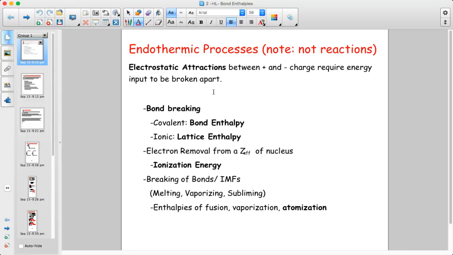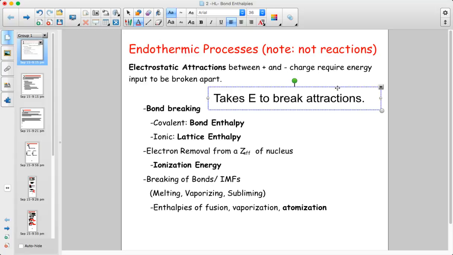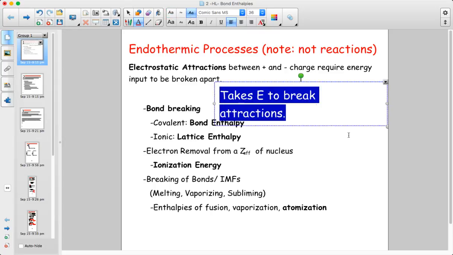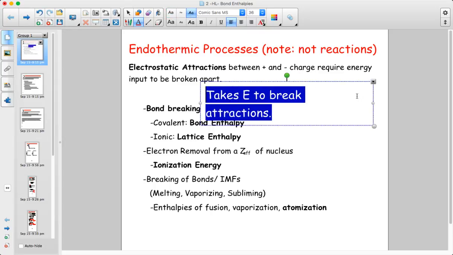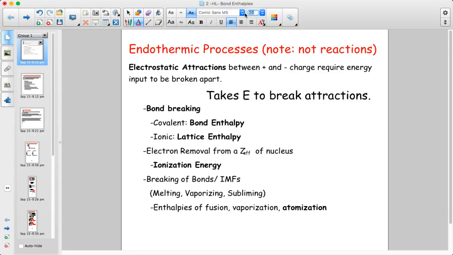Okay, so it takes energy to break attractions. Right? That's kind of a key idea. I think it's a pretty intuitive idea, but it takes energy to break attractions. Alrighty, there we go. Let's fix that.